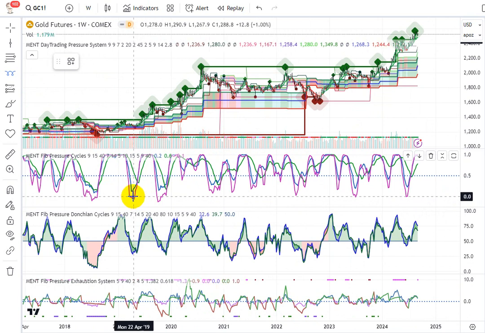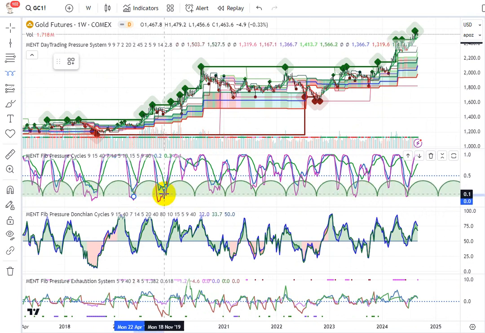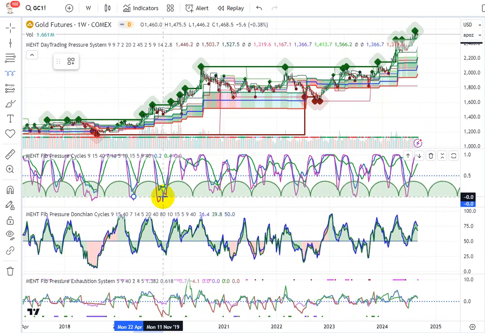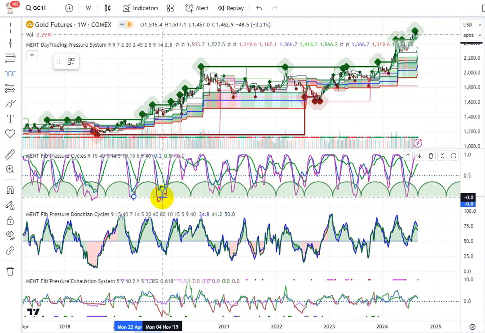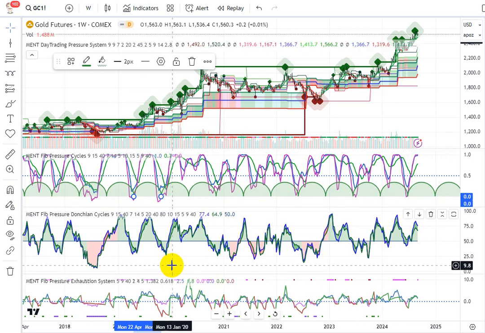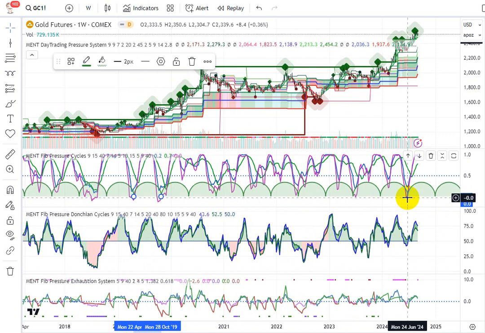So let's try this. I'm going to try to go from here to here. And what I'm looking for here, guys, is alignment in lows. All right, maybe. That might work, maybe. So I got alignment here, alignment here, alignment here, no alignment there, alignment here, alignment here, and alignment here. So these might be broader cycles.